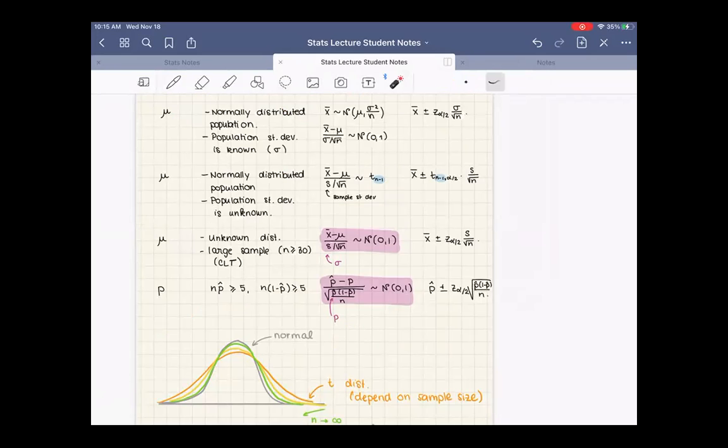And then you have the other two types of confidence intervals, one of which works for large samples that come from unknown distributions.